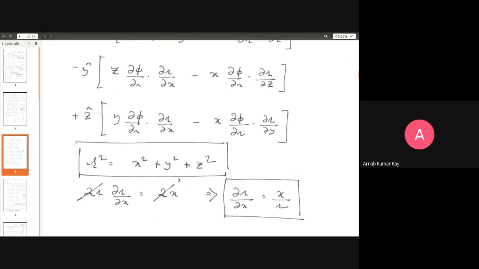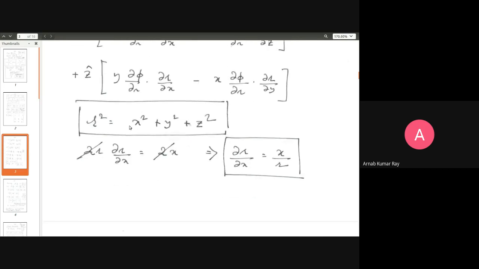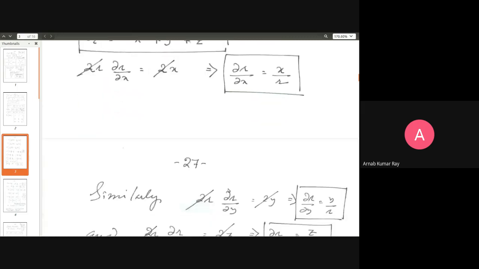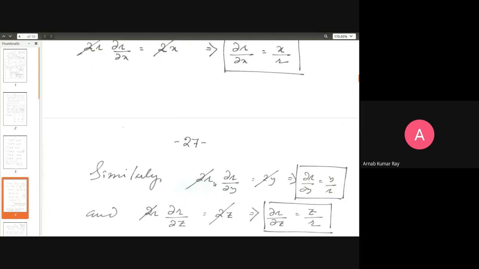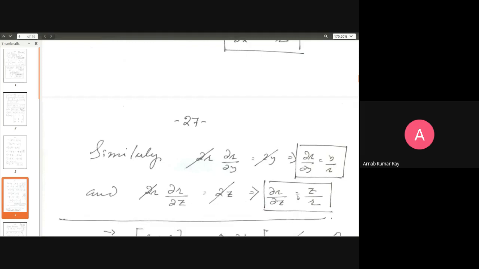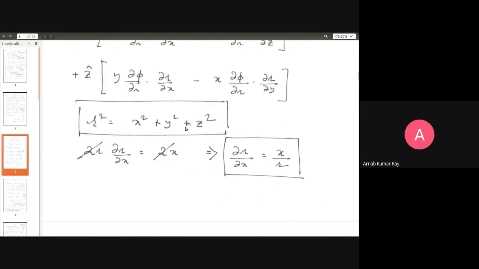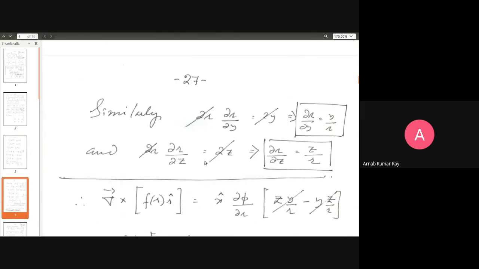Last thing. Here it's a very simple thing. r squared is equal to x squared plus y squared plus z squared. Take the derivative of this. 2r del r del x is equal to 2x. When I take the partial derivative with respect to x, y and z are constants. So del r del x is equal to x by r. And similarly, by the same principle, you can immediately conclude that del r del y will be equal to y by r, and del r del z will be equal to z by r. You can just see this is done over here.